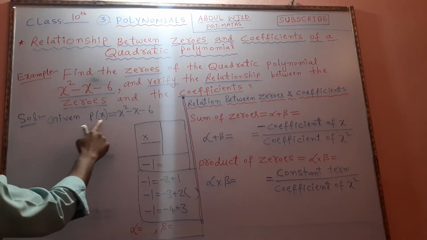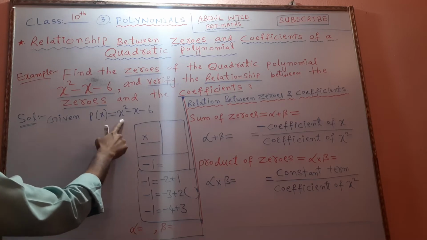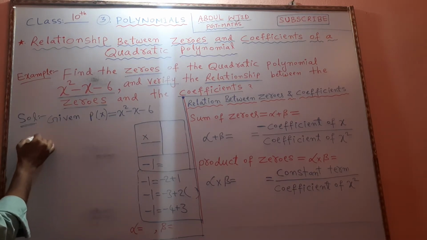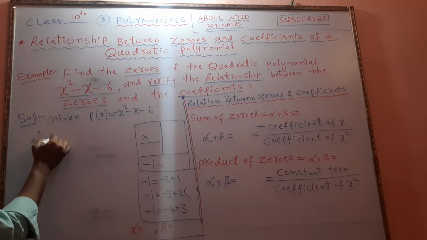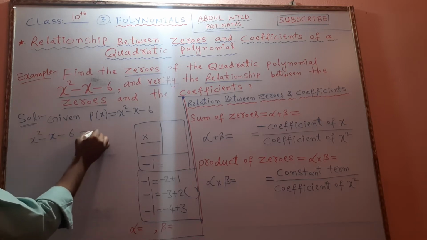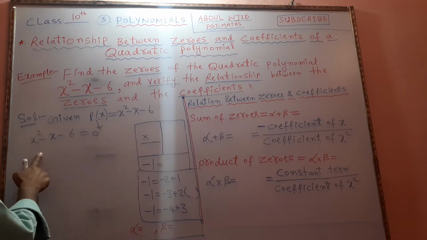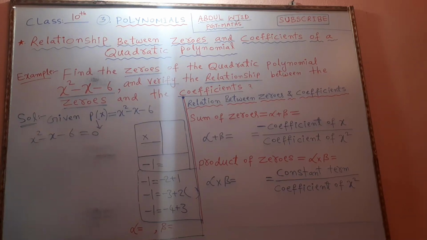Let's see the answer. What is given? Polynomial p of x equal to x square minus x minus 6 is given. For finding the zeros, we have to take p of x equal to 0. Then how to find the zeros? We have one method, the splitting method. By the splitting method, we can find the zeros of the quadratic polynomial.